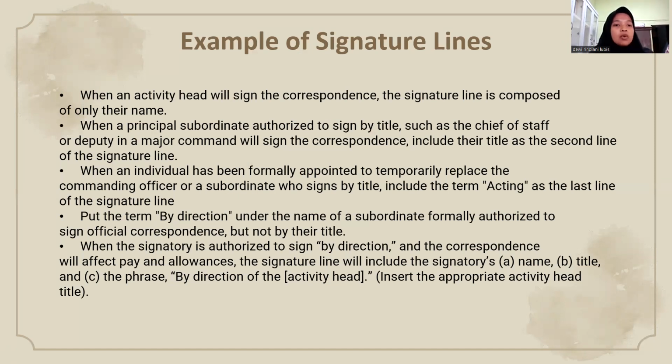And the last point is when the signatory is authorized to sign by direction and the correspondence will affect pay and allowances. The signature line will include the signatory's name, title, and the phrase by direction of the activity head. Insert the appropriate activity head title. Okay, thank you, that's all from me. Back to moderator.